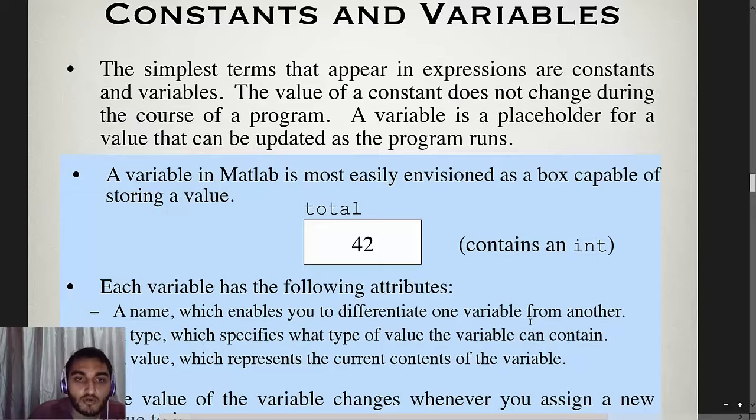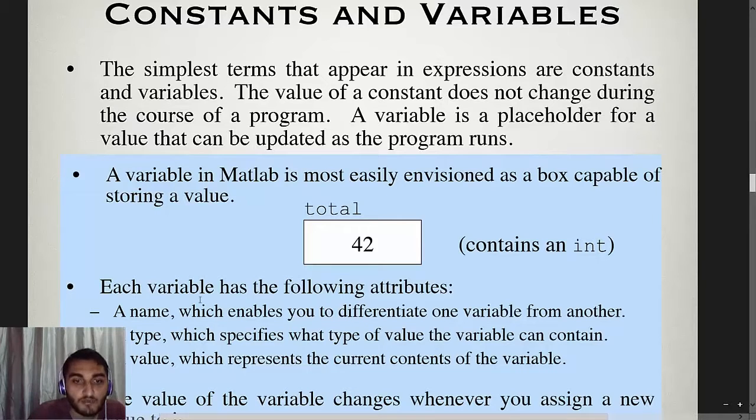And also there are constants and variables. The simplest terms that appear in expressions are constants and variables. The value of a constant doesn't change during the course of a program. A variable is a placeholder for a value that can be updated as the program runs. A variable in MATLAB is most easily envisioned as a box capable of storing a value.